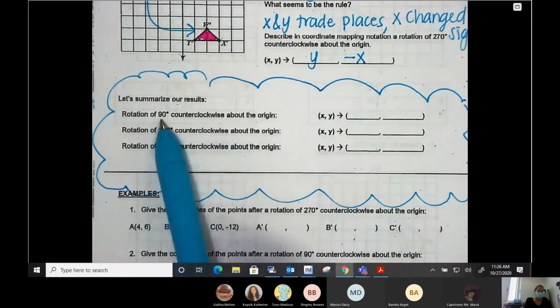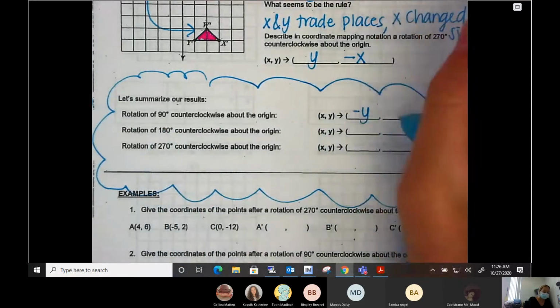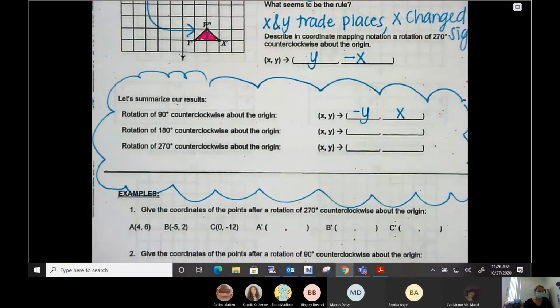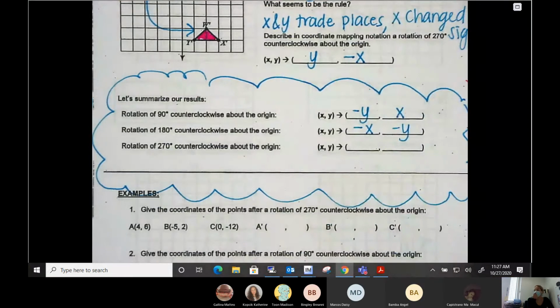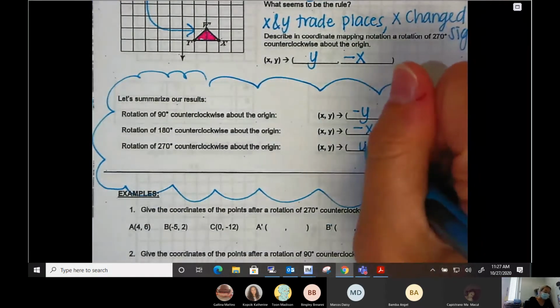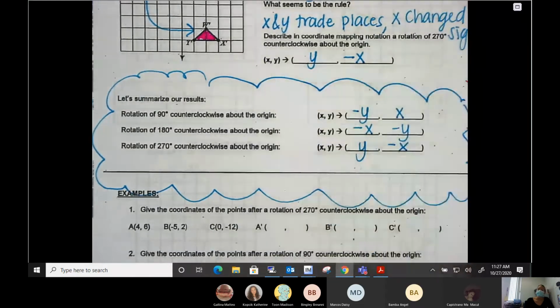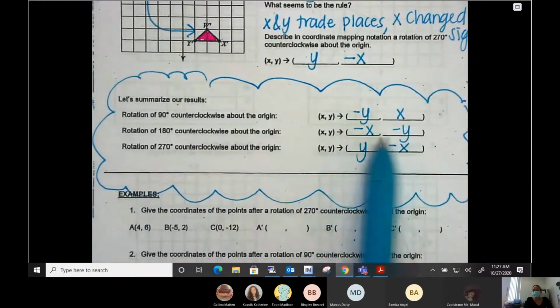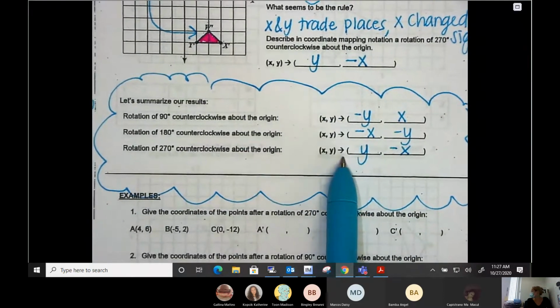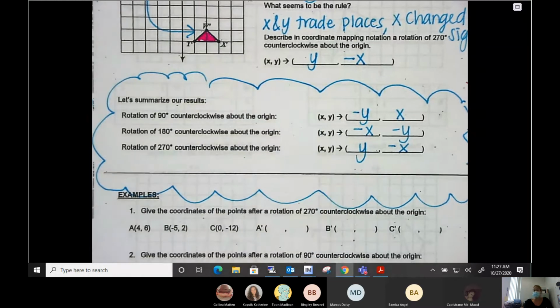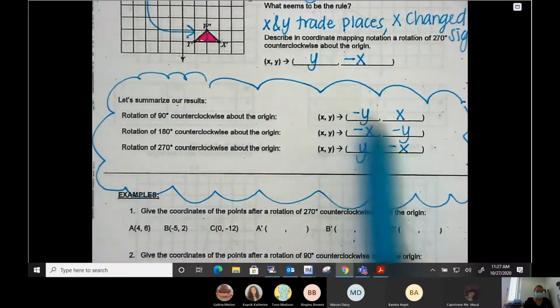If you rotate 90, your X and your Y's trade places. The Y changes signs. If you rotate 180, they stay in the same place. They both change signs. And if you rotate 270, they trade places and your X changes sign. So what you should notice is like the 180 is the one that's all by itself. The 90 and the 270 look very, very similar to each other, the rules for them, right? The only thing that changed is which one was negative.